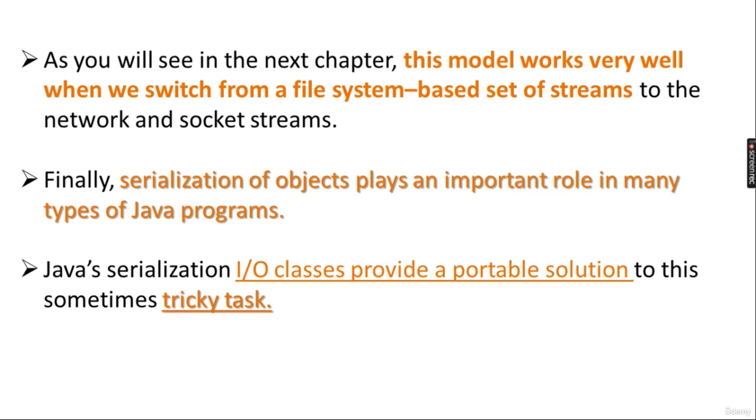This model works very well when you switch from a file system based set of streams to network and software streams. New classes will arrive, but still the file system will be there. Finally, serialization plays an important role in many types of Java programs. Java serialization input-output classes provide a portable solution to this sometimes difficult task. So this way we have ended our chapter regarding input-output in detail.